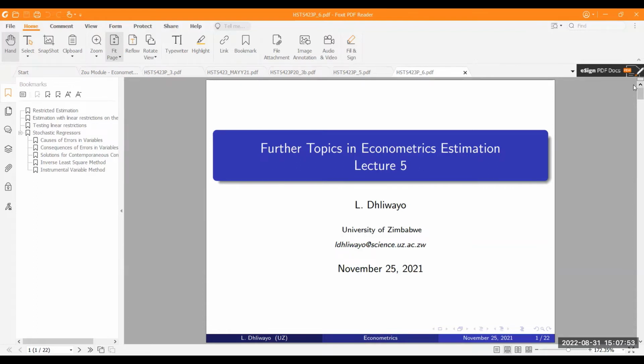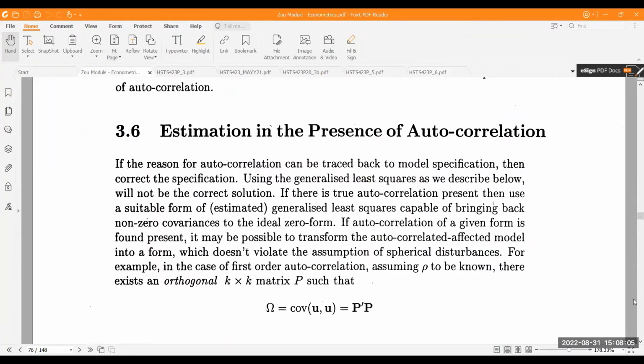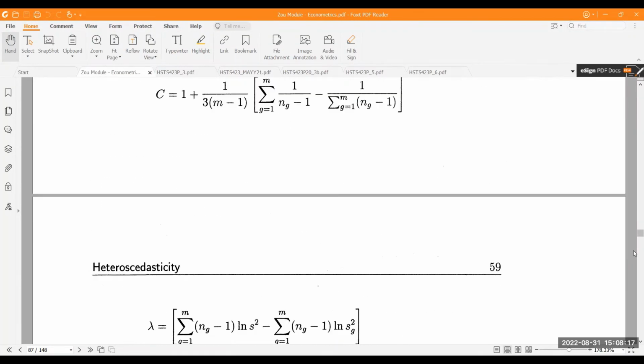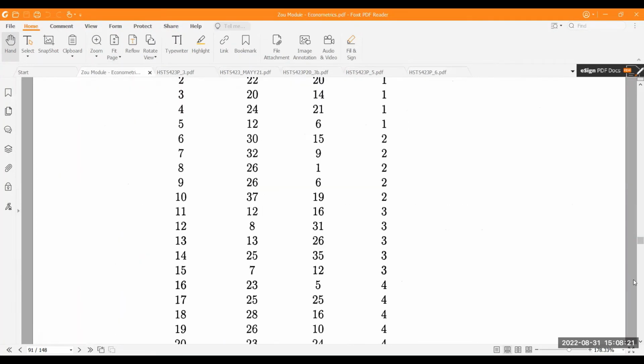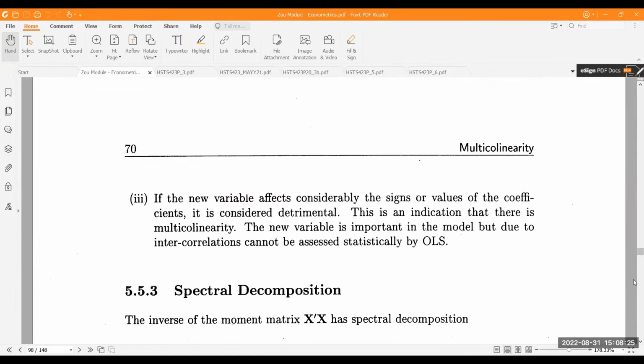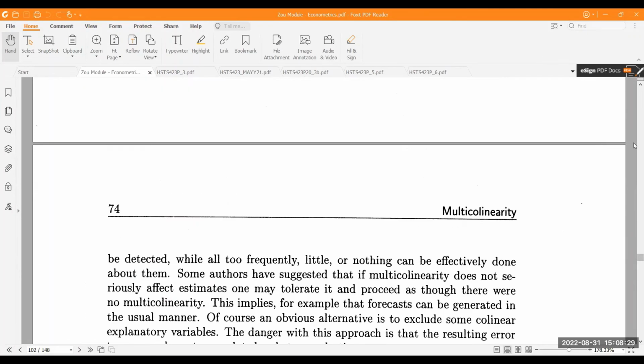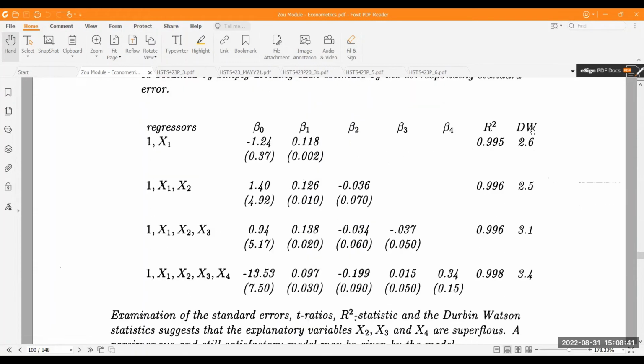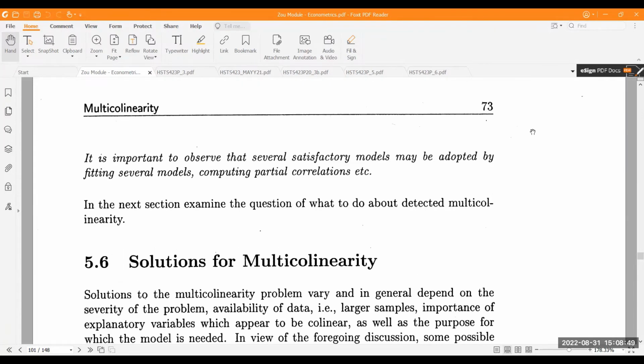But for this one, I would prefer not using the slide that I've prepared, but rather using the module. So I'll take you through. Those who are looking for the example in the module, I think there is an example there that demonstrates everything. You can see regressors, then you choose the first model, adding on the next variable and so forth. Can you see it? So you can go and start on your own.